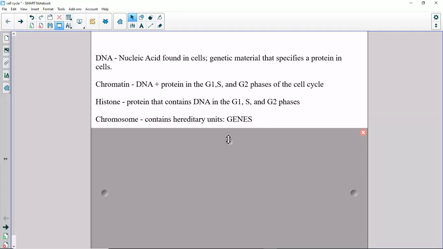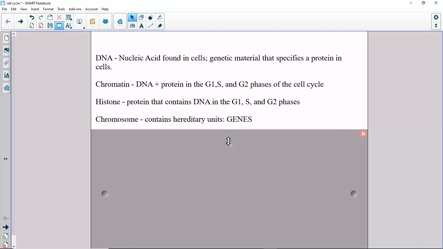A chromosome contains hereditary units, the genes. We usually use the word chromosome only when it is in the process of dividing. And again, IB is restricted from using anything but chromatin and chromosomes. They have to have it in order. So a chromosome, but we're a little bit more lax, especially in the regions.